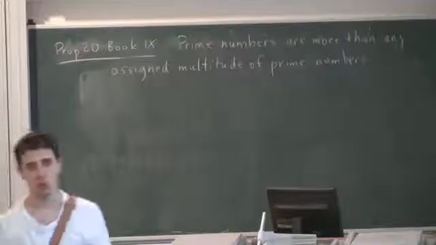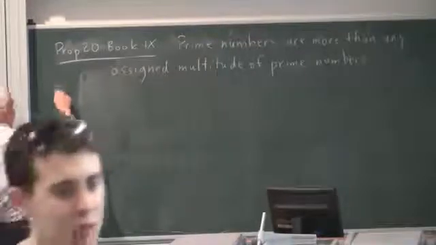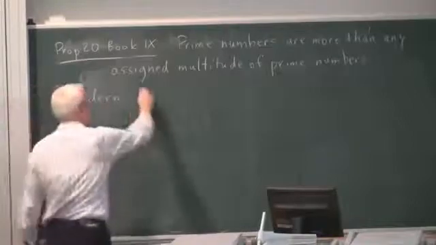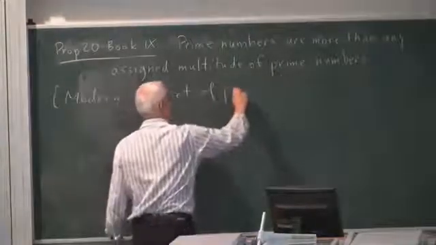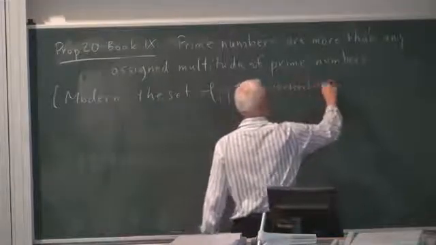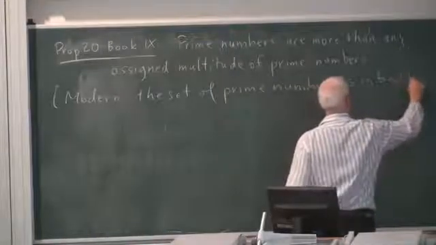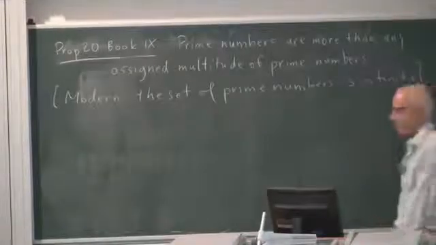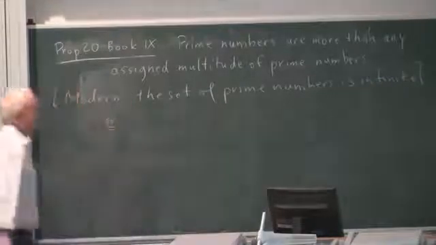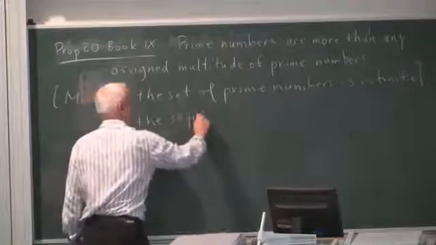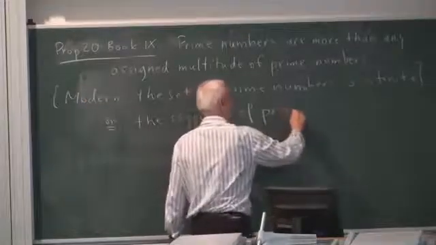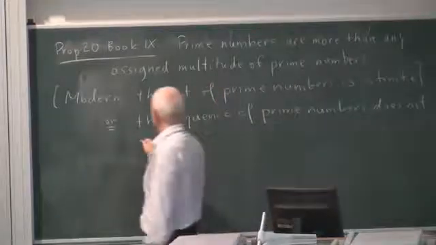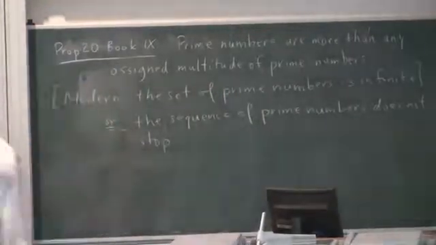Well, in present day treatments, this is usually rephrased in a kind of a modern way. The modern rephrasing of this is that the set of prime numbers is infinite. That would have jarred with the ancient Greeks because they did not like to think in terms of infinite sets. They would rather have said, or the sequence of prime numbers does not stop. It keeps going. So this sequence here does not stop.